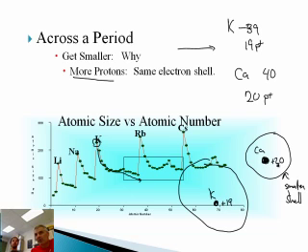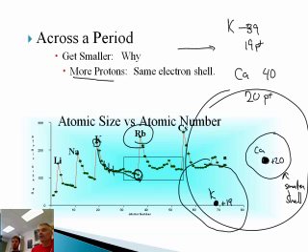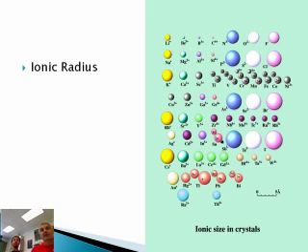One more proton makes this magnet stronger than this, and that causes it to shrink. And so as you go across, it just shrinks a little bit and a little bit because you keep adding a proton. Now, when you get to the end of a row and then jump up to, say, rubidium right here, it jumps way up. Guess what? You now have a whole other shell out here to hold on to, and that's why it gets bigger.